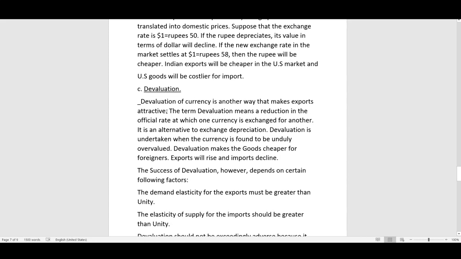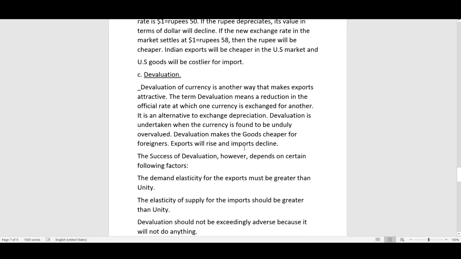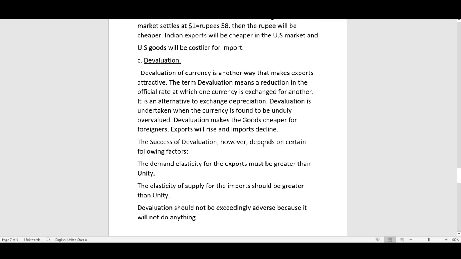Third, devaluation. Devaluation of currency is another way that makes exports attractive. The term devaluation means a reduction in the official rate at which one currency is exchanged for another. It is an alternative to exchange depreciation. Devaluation is undertaken when the currency is found to be unduly overvalued. Devaluation makes the goods cheaper for foreigners. Exports will rise and imports will decline, means decrease.